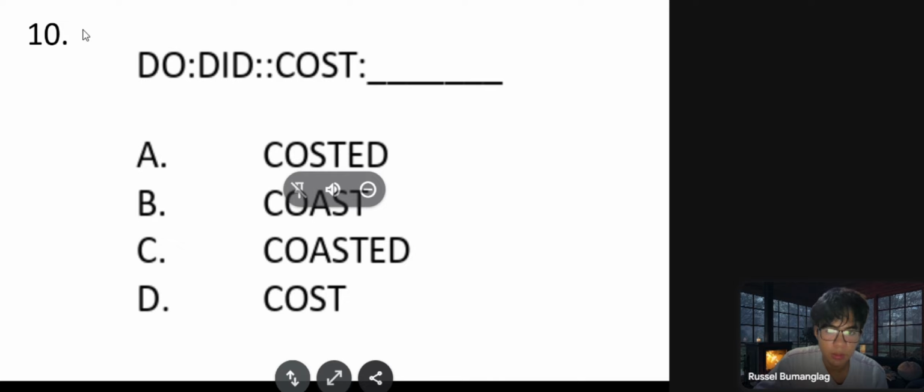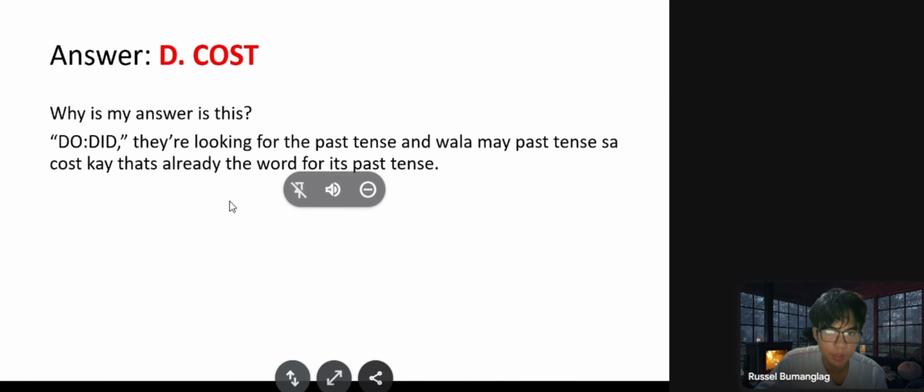For number 10, do is to did and cost is to what? A. Costed, B. Coast, C. Coasted, or D. Cost. So my answer is D. Cost. So do is to did. They're looking for the past tense, and wala may past tense sa cost, so that's already the word for its past tense. So that's why I chose D.